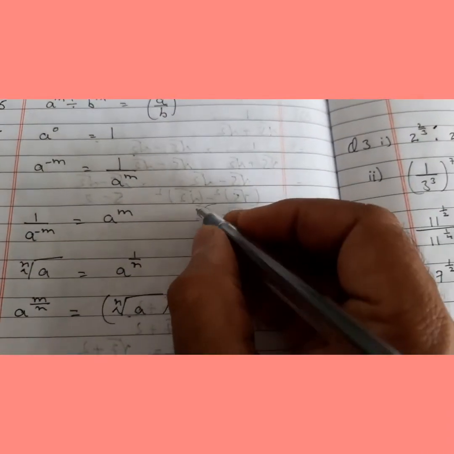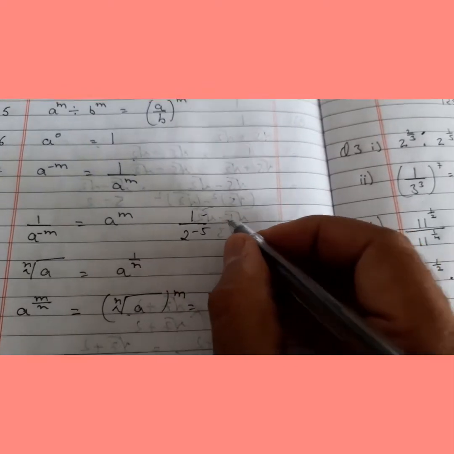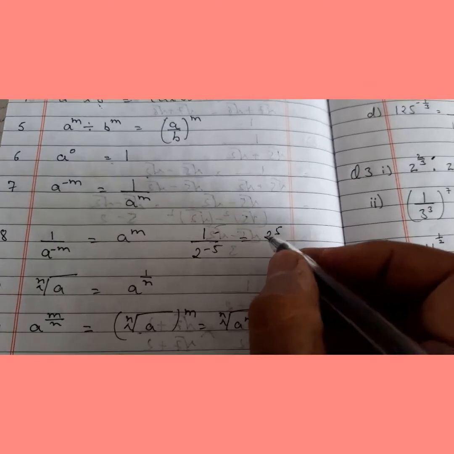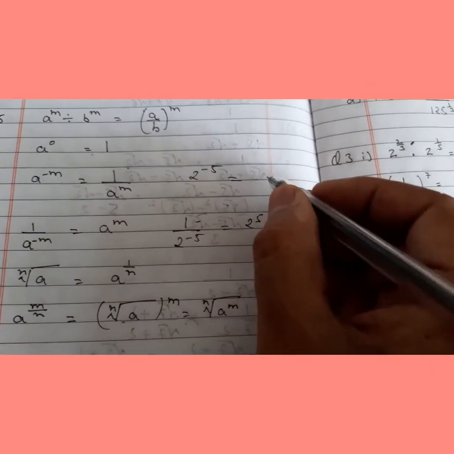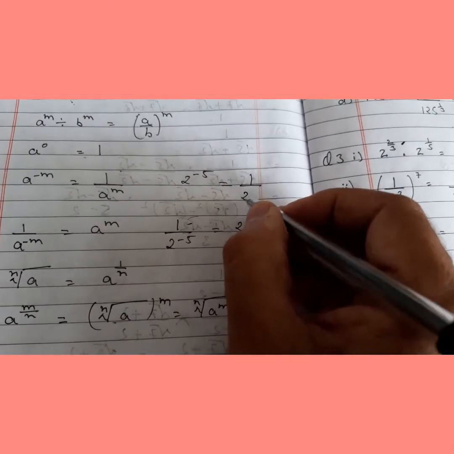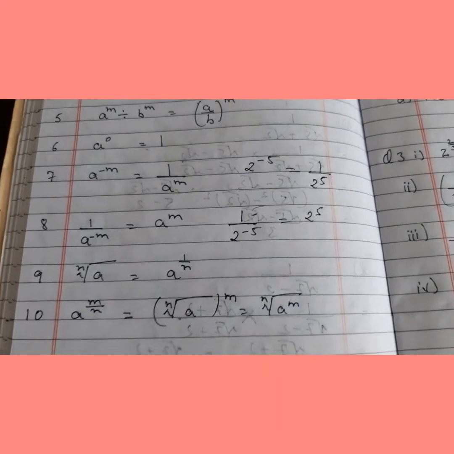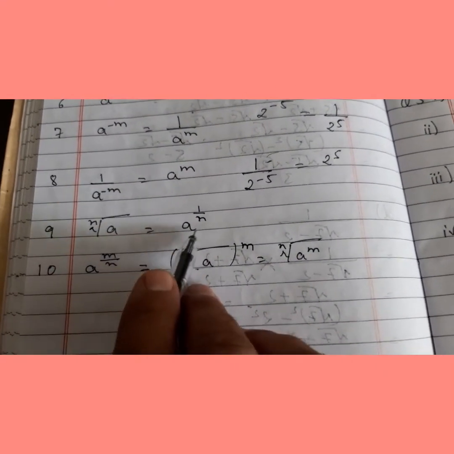Or we can understand by like this, if it is 2 raised to power minus 5, so we can write like this, 1 upon 2 raised to power 5, right? Or in the previous one, if it is 1 upon 2 raised to power minus 5, so we can write down like this, 2 raised to power 5. Clear?